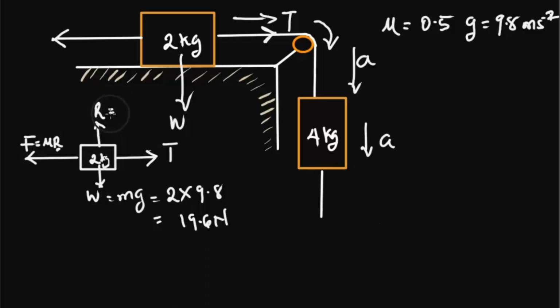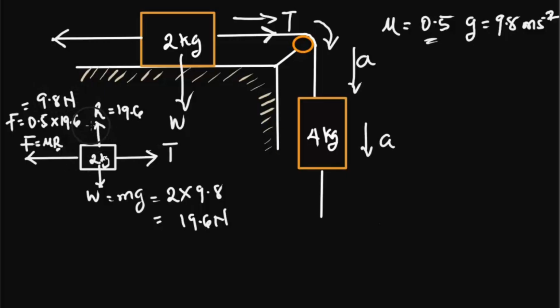And that is equal to 19.6. So our frictional force is given by mu, which is 0.5, multiplied by 19.6, and that gives us a force of 9.8 Newton.